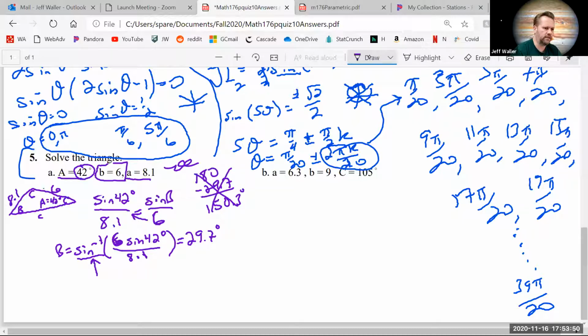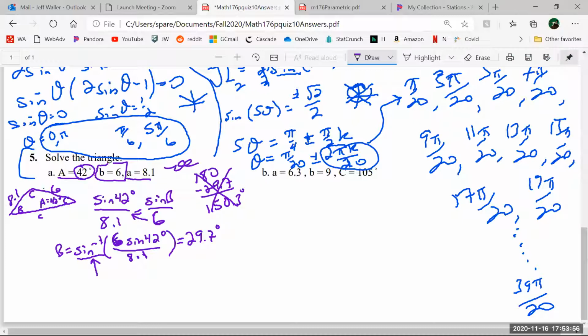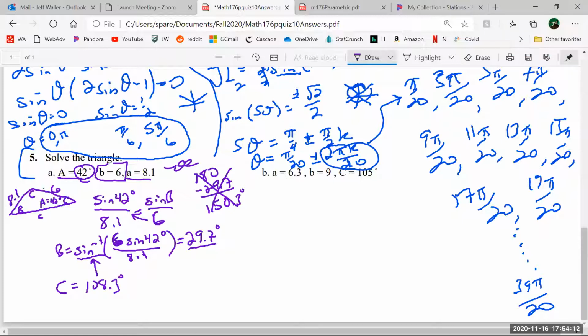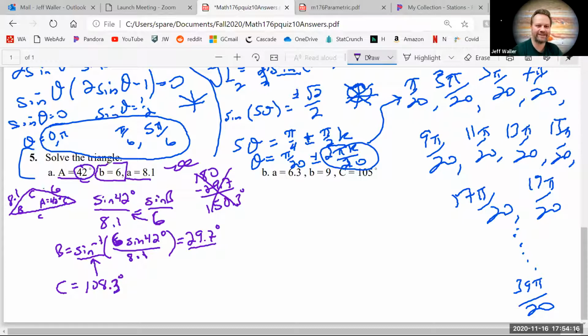Well, we can immediately get what? We got angle B now. We can immediately, without work, get what? Angle C. So if that's 29.7, that's 42. You add them up, you get 71.7. 180 minus 71.7 is 108.3, is that right? Yes. It's amazing. All right, let me make sure.